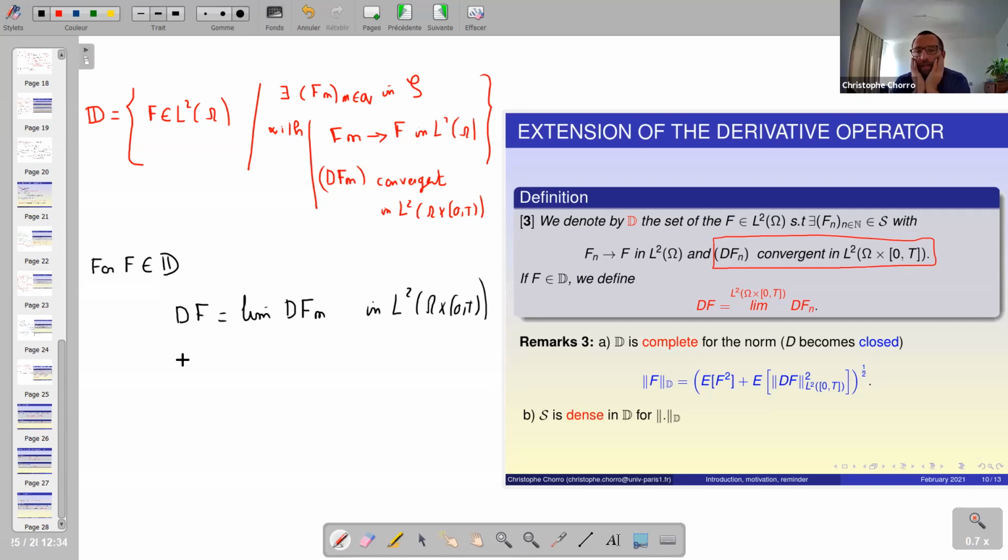So D is not the whole L2 of omega because I have to check that this condition here is fulfilled, that the limit of the derivatives exists in L2 of omega. So I can say several things concerning this.